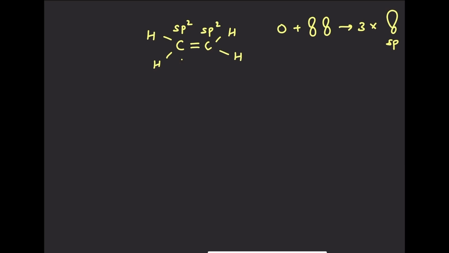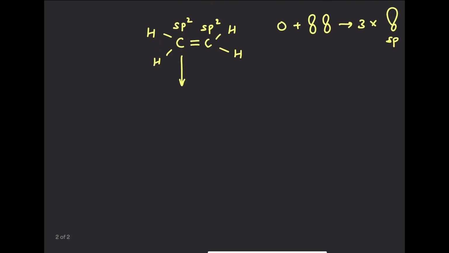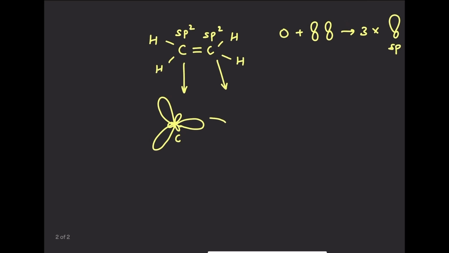Let's start with this carbon. We know that 3 bond pairs means that it's going to have a trigonal planar shape. So I'm going to draw my hybrid orbitals in a trigonal planar shape: 1, 2, 3. This is my carbon. We also need to draw for this carbon as well. So we're going to draw 1, let's make it a bit nicer, 2, 3. This is my second carbon.